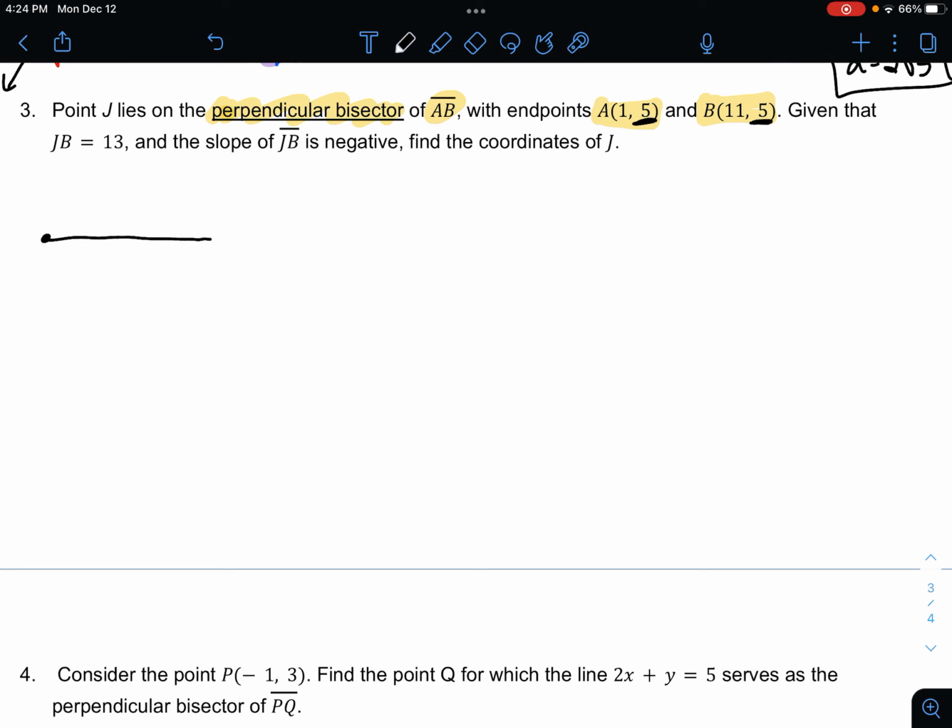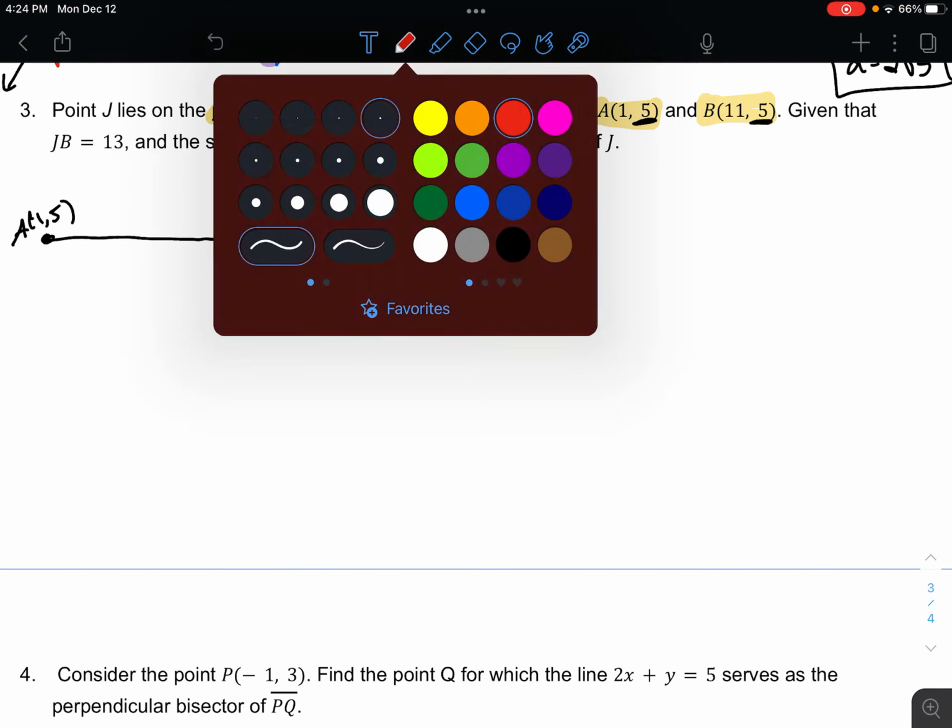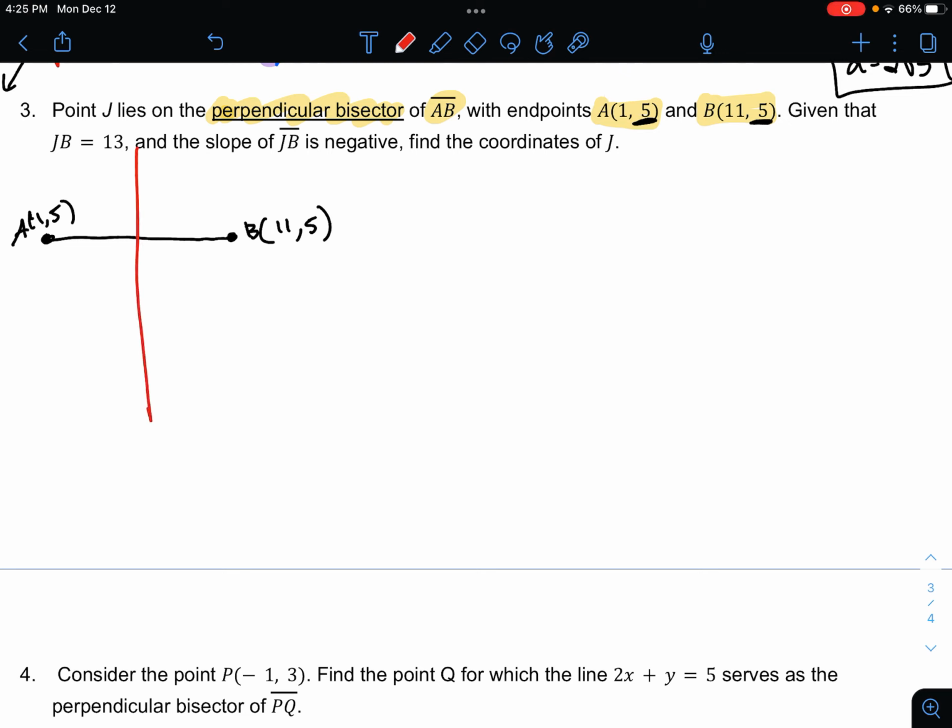So I'm going to model my givens here. A at (1, 5). B at (11, 5). And then I have some perpendicular bisector of AB. So I'm going to draw a perpendicular bisector such that these two segments are congruent. It is perpendicular, and point J is somewhere on that segment. So this could be J, this could be J, this could be. Any point could be point J.